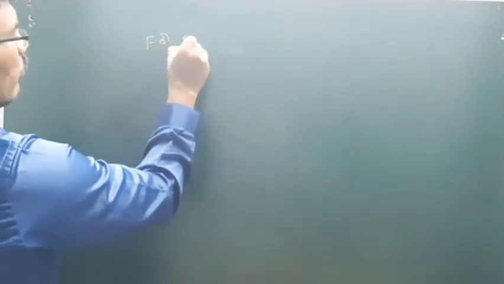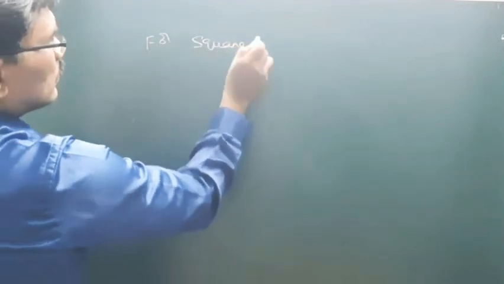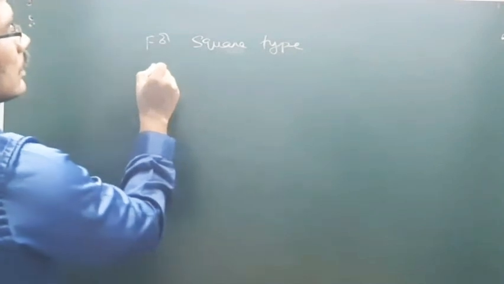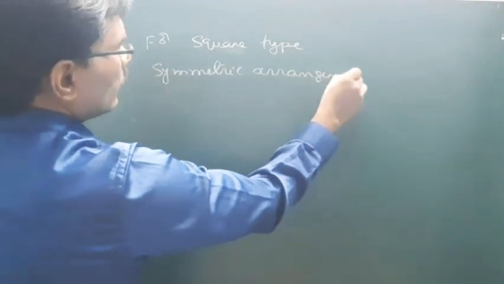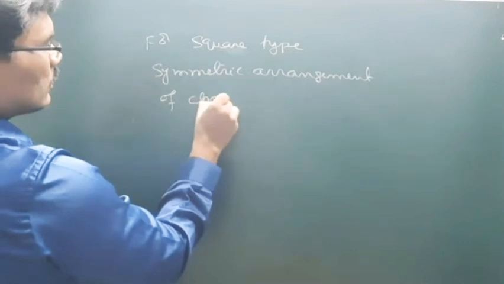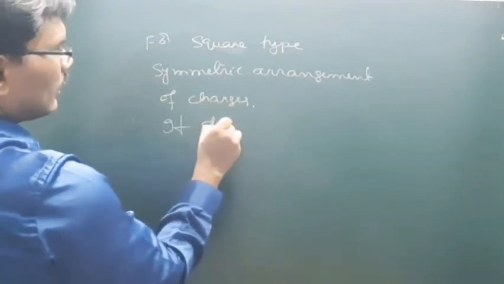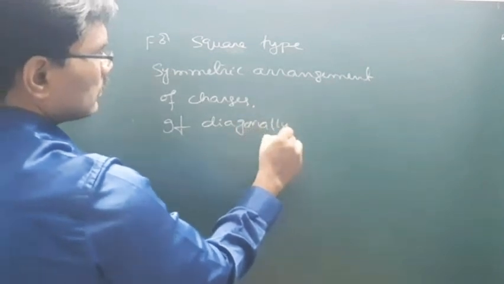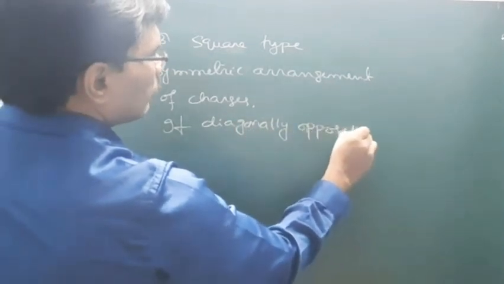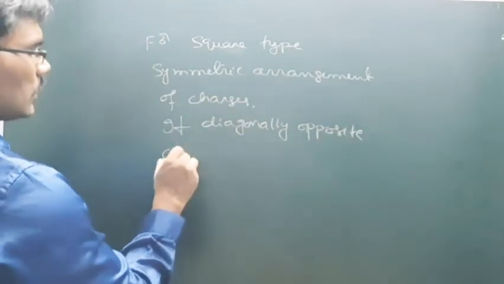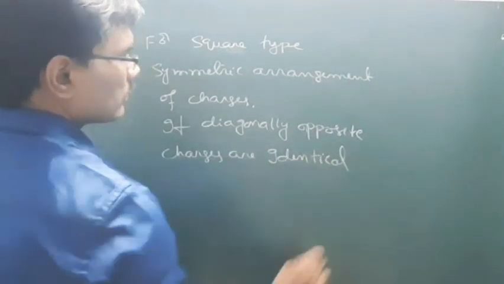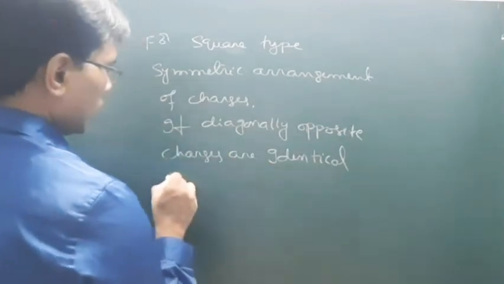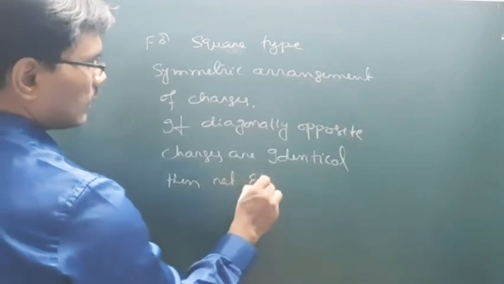Right. So conclusion is, for a square type, symmetric arrangement of charges, if diagonally opposite charges are identical, all four need not be identical, just diagonally opposite charges are identical. Identical means what? They should have the same sign and they should have the same value also. If the charges are identical, then the net electric field at the center will be zero.